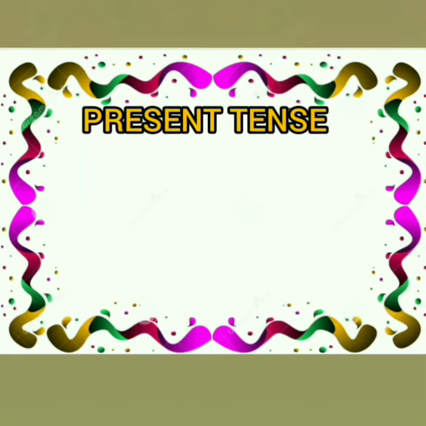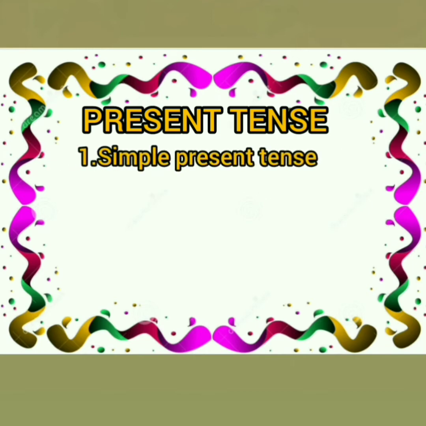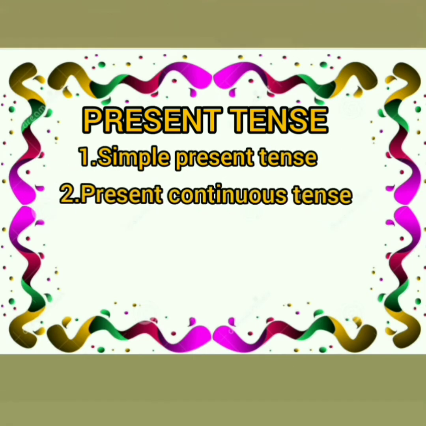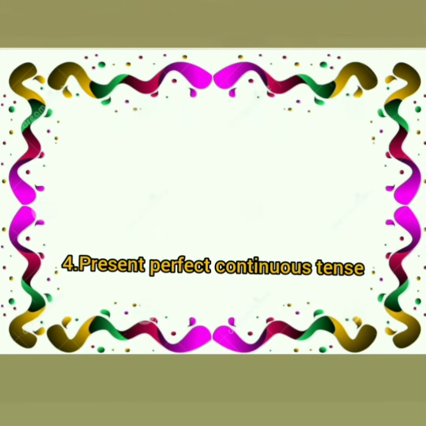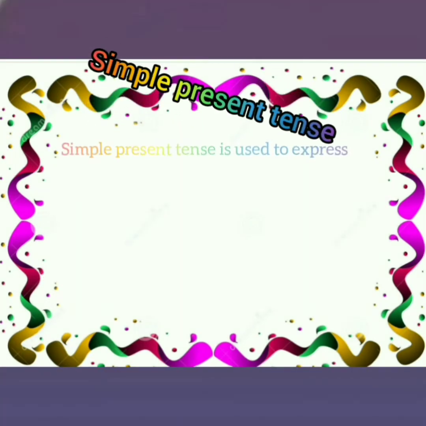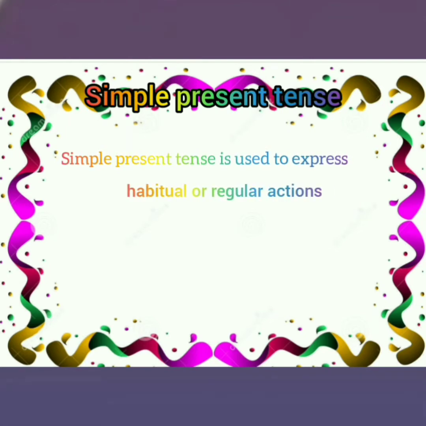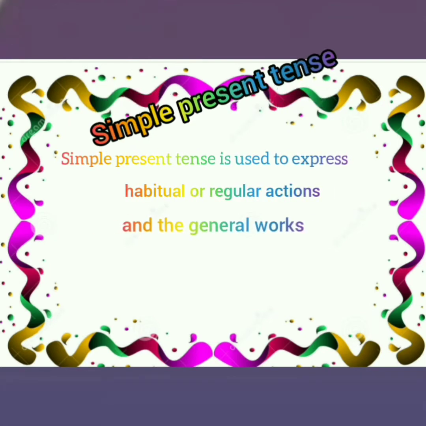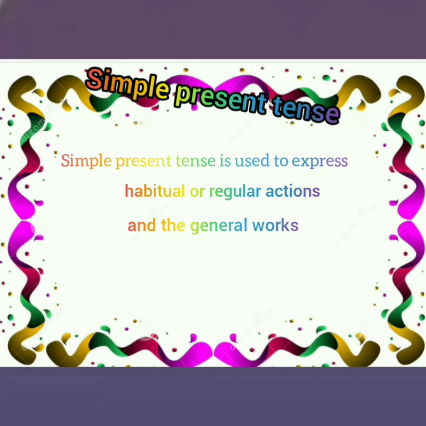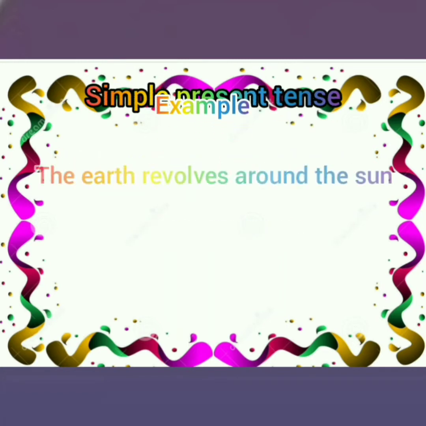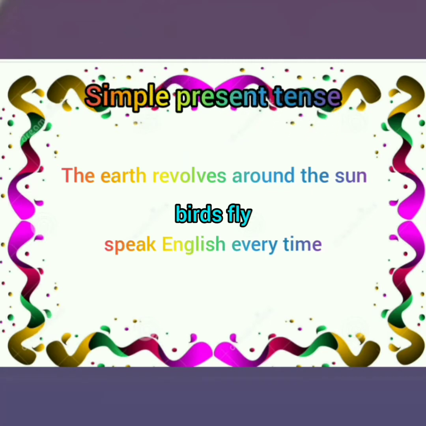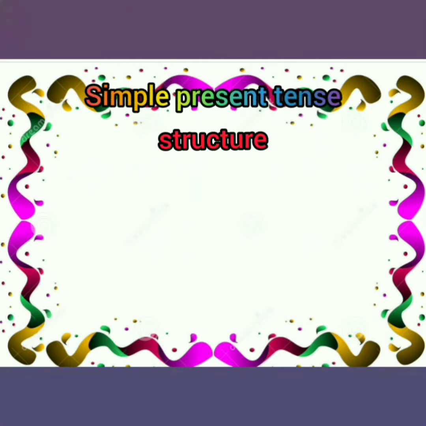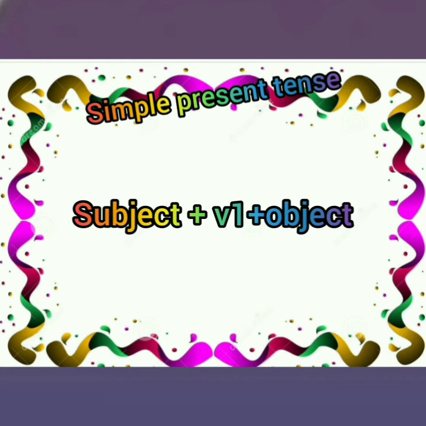Present tense is of four types: simple present tense, present continuous tense, present perfect tense, present perfect continuous tense. Simple present tense is used to express habitual or regular actions and general truths. For example, the earth revolves around the sun. The birds fly. Speak English every time. The structure of simple present tense is subject plus V1 plus object.